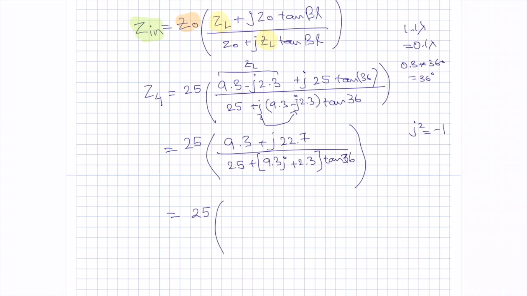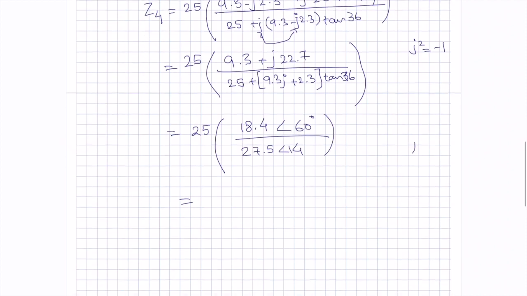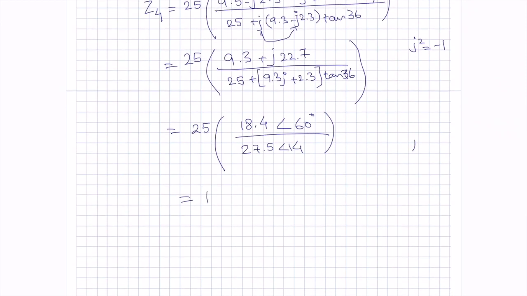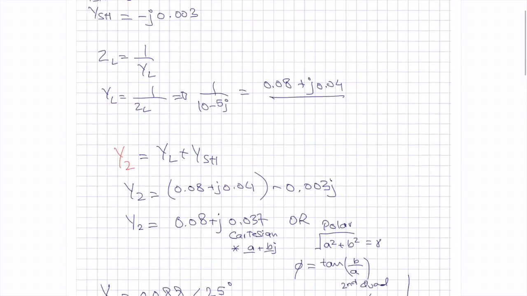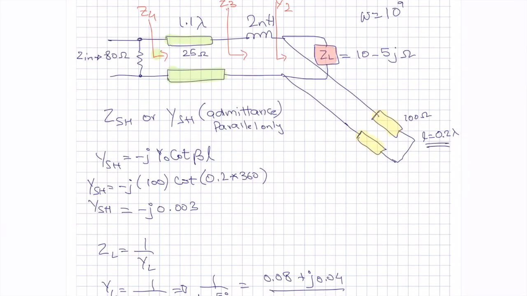So when we solve all of that, I did it using polar coordinates, and in the polar coordinates it comes out to be 18 with an angle of 60 degrees, and on the bottom it comes out to be 27.5 and angle of 14. If we complete all of this together, we get a number like this, 16 degrees, and this is in polar coordinates, and that is basically my Z4. Z4 is all the number that was looking in here.